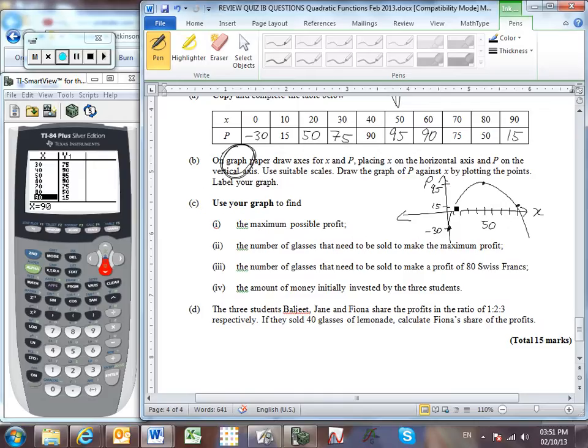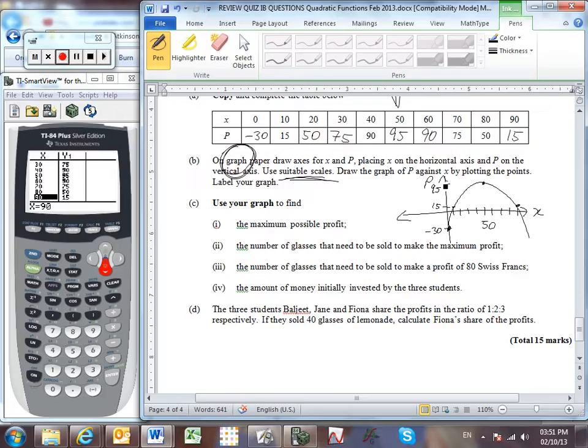When you're using suitable scales, it says, I would probably use a full centimeter for each 10 units in the x direction and the y direction, and just fill that graph paper up with a nice big graph. Okay? All right, we need to use our graph to find the maximum possible profit.